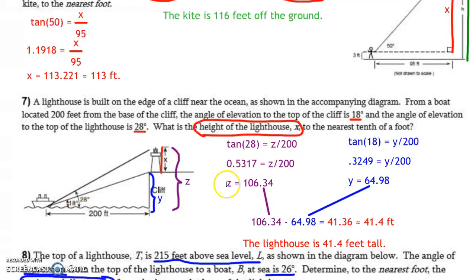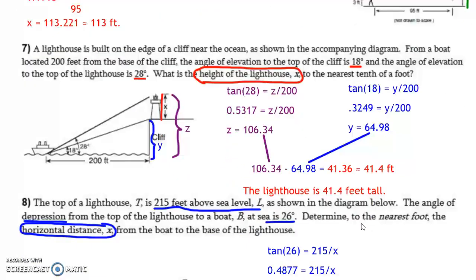That's equal to tan 28, and I used 28 because this was the angle, 28 degrees. And then once I found this value, which is 106.34, I needed to find this value to subtract that from Z. So I found this value using 18 degrees. That was this smaller angle. This 18 degree angle gave us 64.98. So this distance here is 64.98. The total distance is 106.34. So it should make sense to you that we should take these 2 distances and subtract. The lighthouse is 41.4 feet tall because of that subtraction.